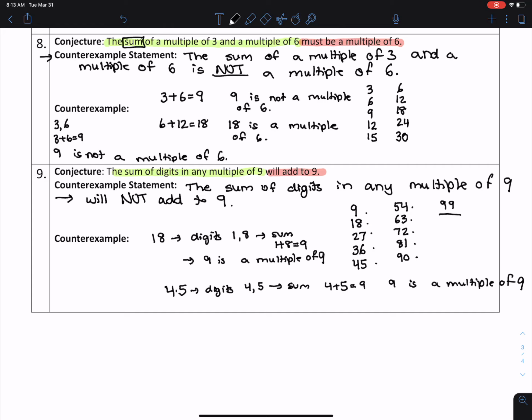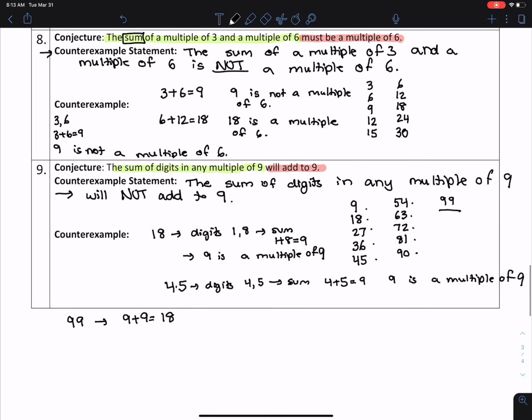But let's look at the example 99. If I take 99, I add the sum of the digits. 9 plus 9 is 18. So this is not a 9. The digits don't add to 9.